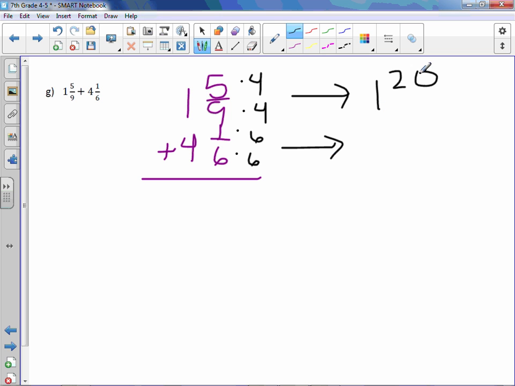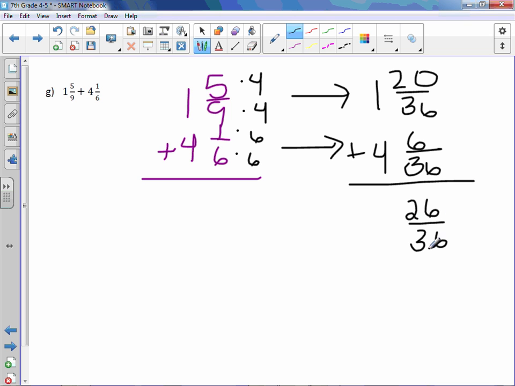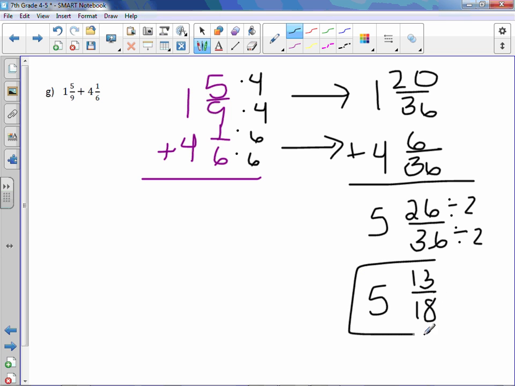So 1 and 20 over 36 plus 4 and 6 over 36 would be 26 over 36. And 1 plus 4 is 5. And now we need to reduce. We can definitely divide by 2. We would get 5 and 13 over 18.